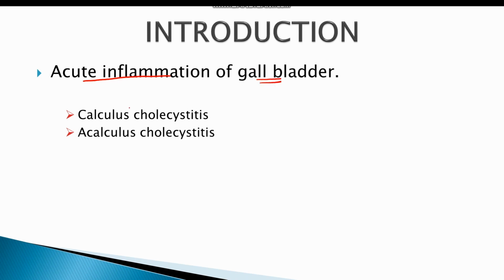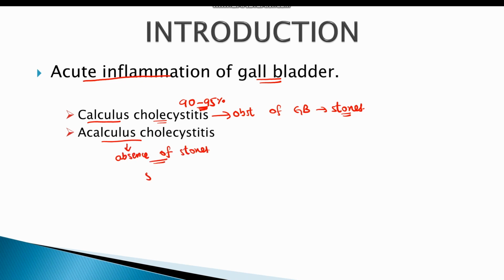There are two types of cholecystitis. The first is calculous cholecystitis, which results due to obstruction of gallbladder by stones. Almost 90 to 95% of the cases of acute cholecystitis are calculous cholecystitis. Acalculous cholecystitis means gallbladder infection in the absence of stones. Almost 5 to 10% of all cholecystitis are of acalculous type.